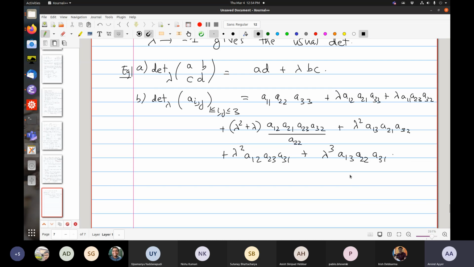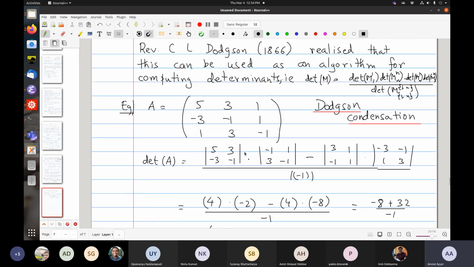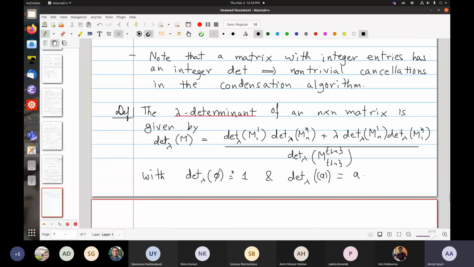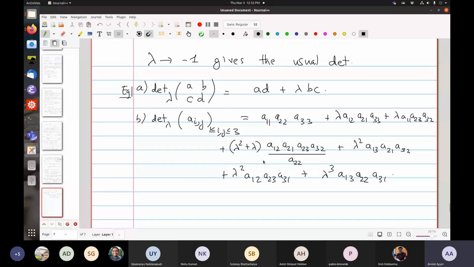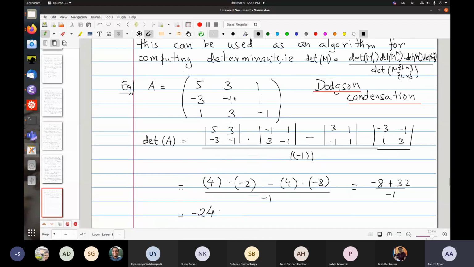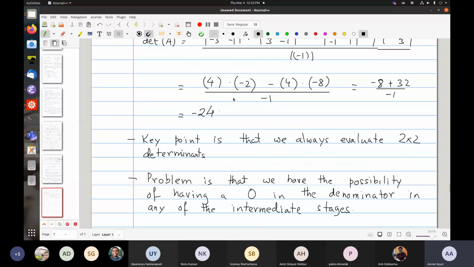Okay, so here you can sort of see this just by doing the same kind of computation over here. You compute this 2 by 2, this 2 by 2, this 2 by 2, and add a lambda, and you do the algebra, and you can see that A22 is going to come in the denominator because that is the middle entry.